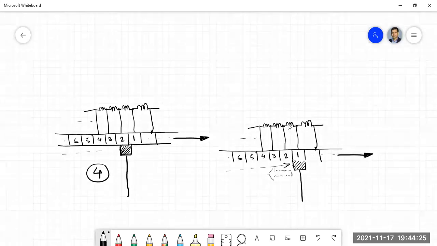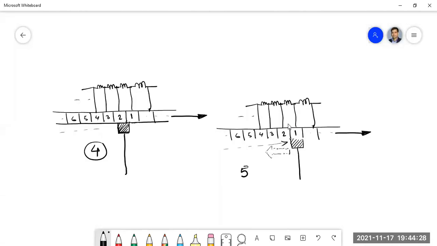And then the fifth instant. In the fifth instant, the whole brush is on the commutator segment. Total contact will be with commutator segment 2 only. There will be no contact with commutator segment number 1. Okay, so these are the 5 instants.